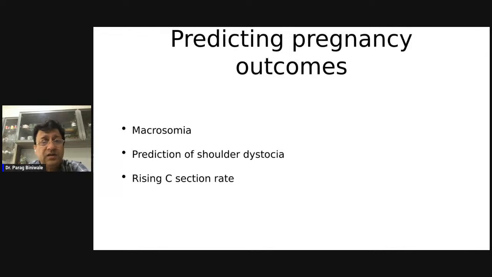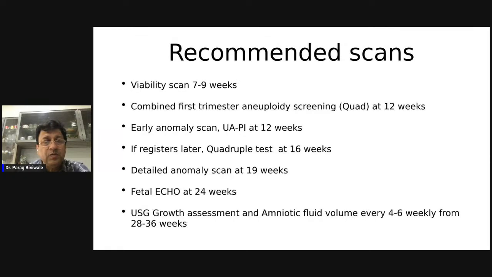How do we predict the outcomes? Now, if there is macrosomia, we have to be really vigilant because these are the babies who are likely to have issues during the birth process, and these are the babies who would land up in shoulder dystocia. And of course, the chances of the woman requiring C-section are far more when the baby is macrosomic. So these are the recommended scans we should be doing.